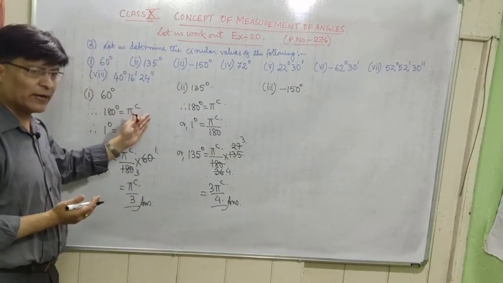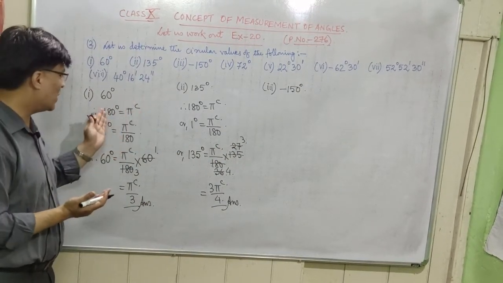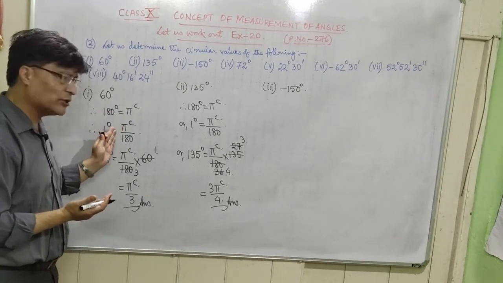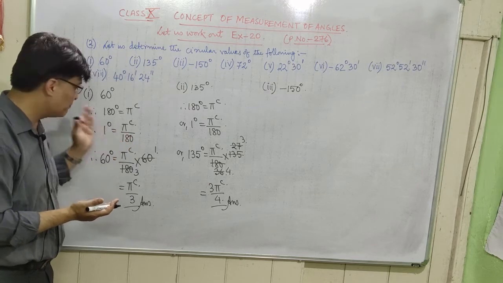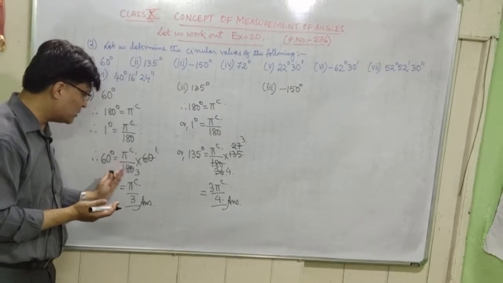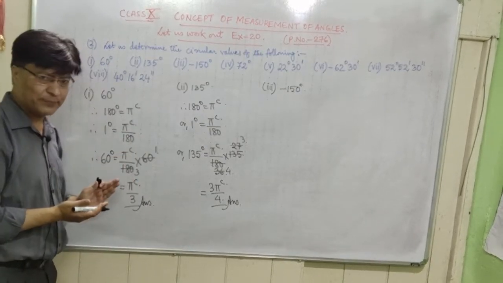That is 180 degrees is pi radian. This is the unitary method. 180 degrees is pi radian, so 1 degree is equal to pi radian divided by 180. So 60 degrees is equal to pi radian divided by 180 into 60. Okay.